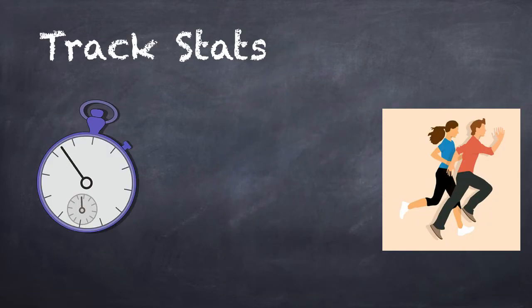Now, I used track statistics instead of just general athletic statistics because it relates to the lesson my student and I were working on last week. Last week we rounded numbers from the thousandths place to the hundredths place. So we're going to take an example and do that again.